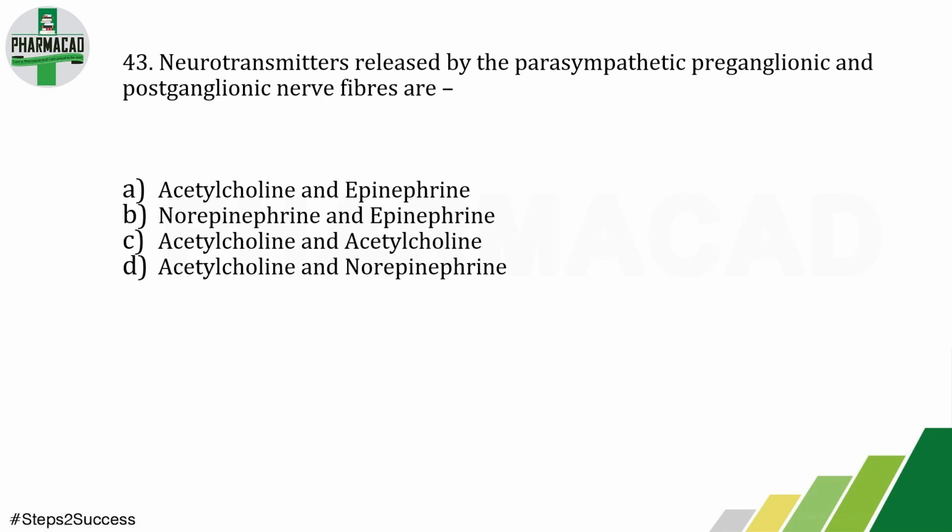Next question, the neurotransmitters released by the parasympathetic preganglionic and postganglionic nerve fibers are. So they need to know which neurotransmitter is released from the preganglionic and postganglionic nerve fibers. Is it acetylcholine and epinephrine, or norepinephrine and epinephrine? Only acetylcholine, or acetylcholine and norepinephrine. So let's look at the solution.